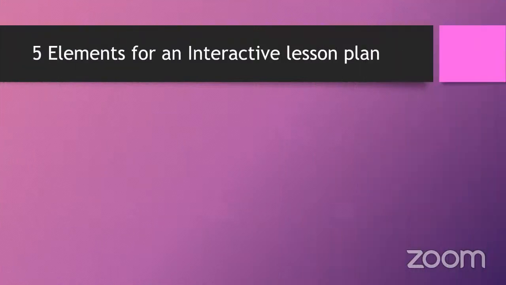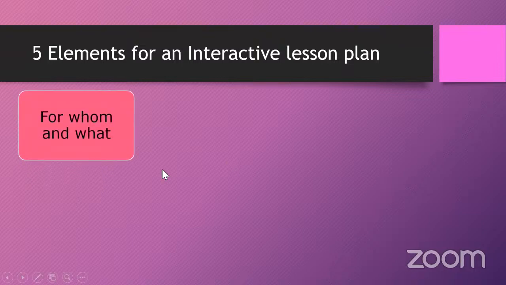Now I'm not going to teach you all the models and the principles, as you'll get them in the book. What I have done is extract my own elements for making an interactive lesson plan. First, it starts with: for whom and for what are you making that lesson? For your students, for which topic, and why, and what are you doing? So your first element should be for whom and what are you doing.